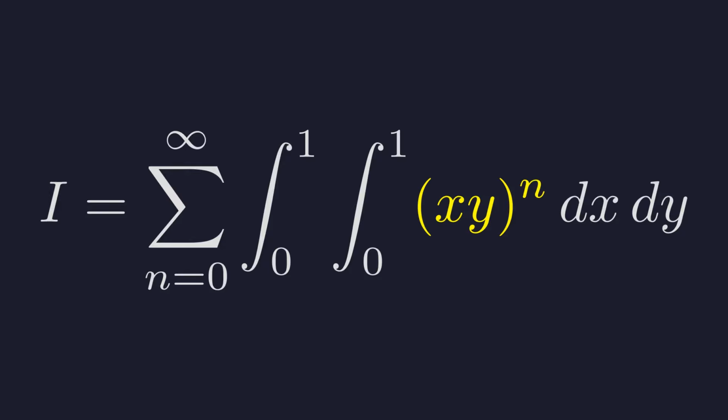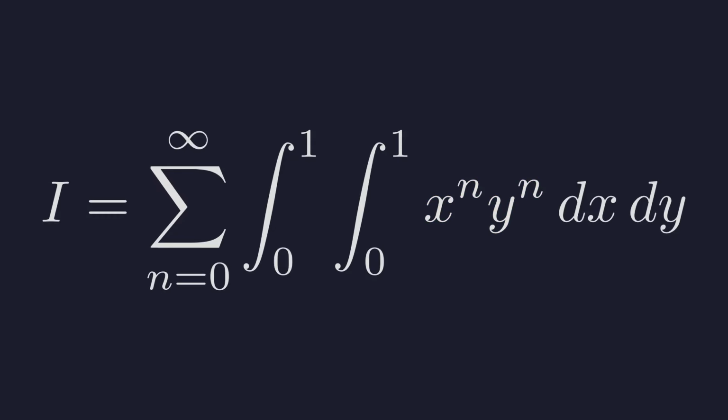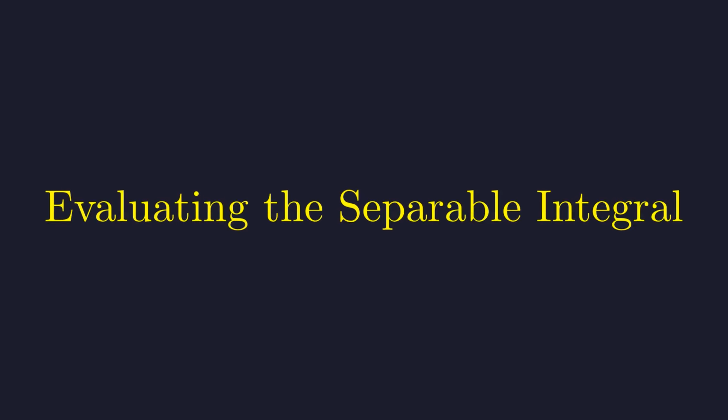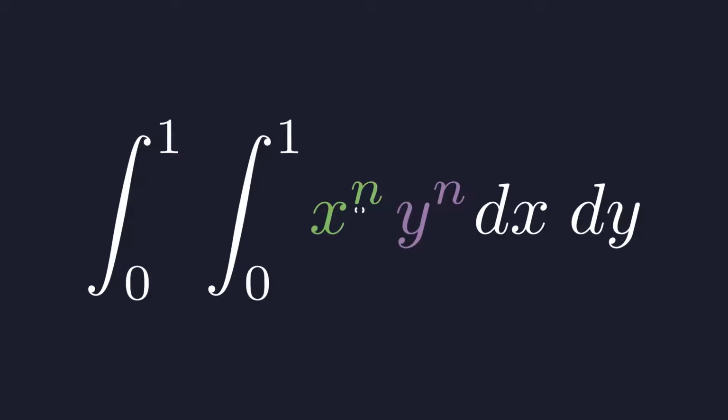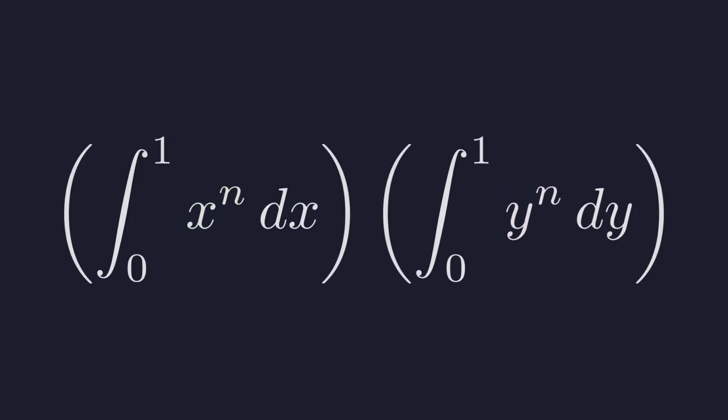Let's expand the power on xy. We distribute the exponent n to both x and y. Now, let's evaluate the integral for a general term n. We need to evaluate this double integral. Notice the integrand is a product of a function of x alone and a function of y alone. This means we can separate the double integral. It splits into the product of two independent single-variable integrals.